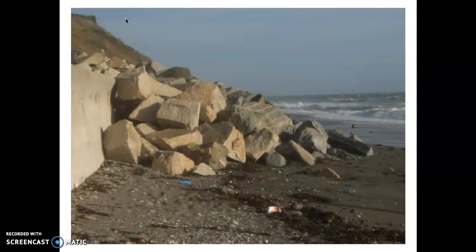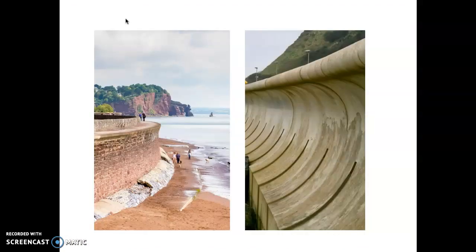Hard engineering is one method we use to protect the coastline. Riprap are large boulders dumped on the coast to provide a barrier between the sea and the soft rocks behind. There are 2 types of sea walls. Both stop waves from flooding the coastline, but vertical walls get undermined and collapse. Recurved sea walls fling the energy of the wave back out to sea, preventing this problem.